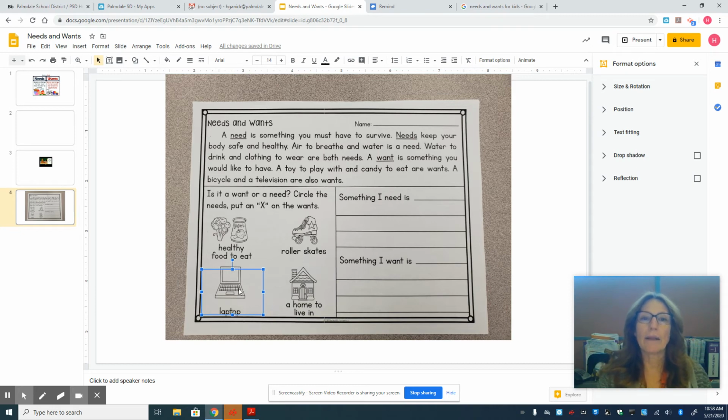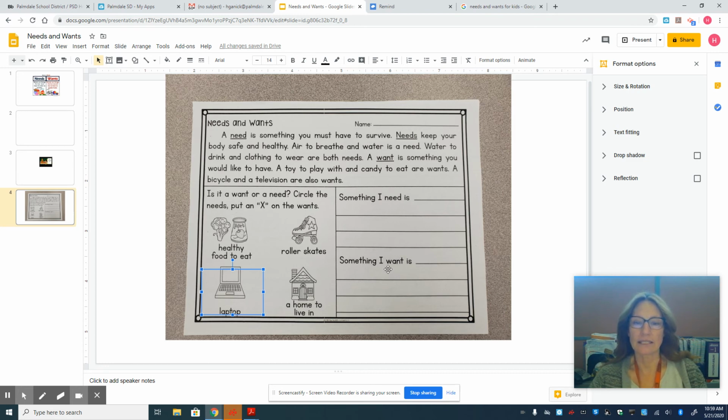Then I would like you to get a pencil and paper. There was a lot of paper provided to you in the packets. Blank paper that just has lines on it for you, our writing paper lines with the little dashes down the middle. Use one of those, and I want you to look here. Something I need is, that's a sentence frame to get you started. So you're going to write on your paper, something I need is, remember, a need is something that you have to survive. So I want you to write it down. Something I need is, write it down on your paper and make sure you put a period.